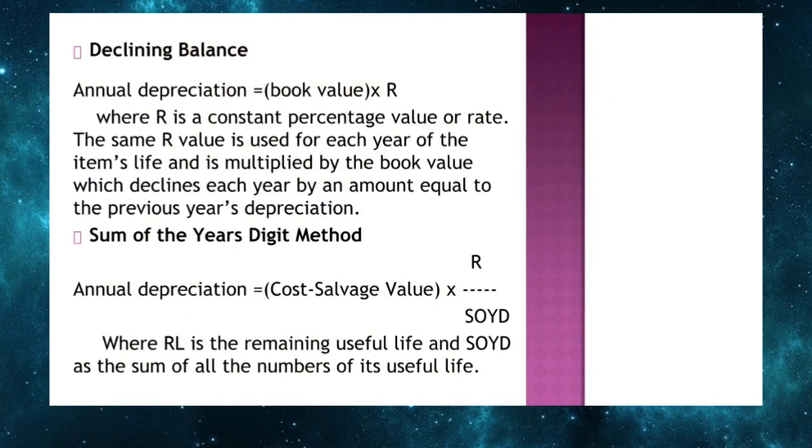This slide introduces the declining balance method, which results in higher depreciation expenses in the early years and lower expenses in the later years. It uses a constant depreciation rate applied to the book value of the asset. Because the book value decreases every year, the amount of depreciation also decreases. This method is best suited for assets like vehicles and tractors, which tend to lose value more rapidly during their first few years of use.